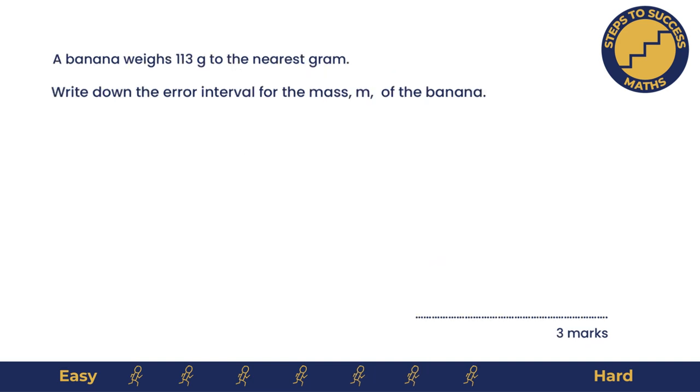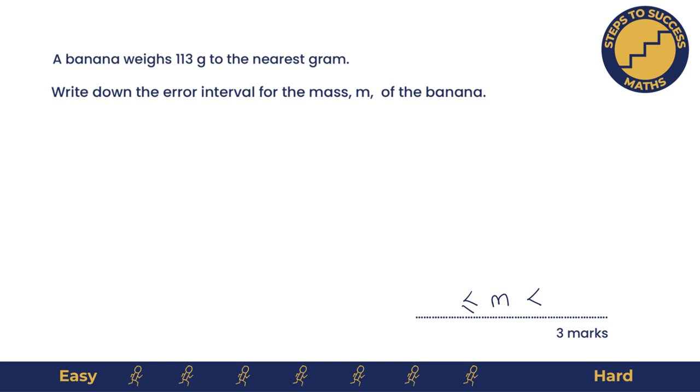A banana weighs 113 grams to the nearest gram. Write down the error interval for the mass m of the banana. So think about an error interval. What does it look like? And I always put it on my answer line first. So m in the centre, and then the symbol less than or equal to, and then the symbol less than. So then you've got your smallest one on the left-hand side and your biggest one on the right-hand side.